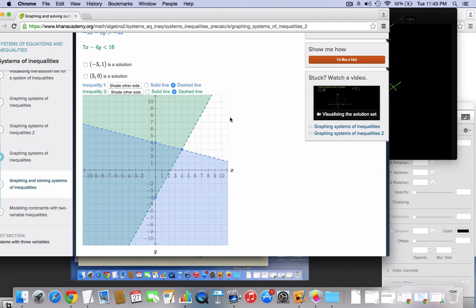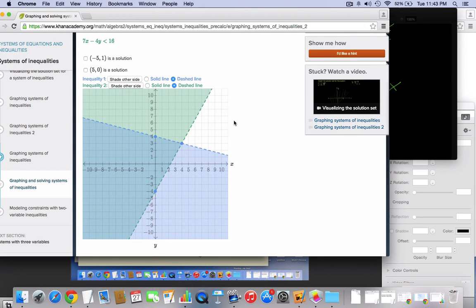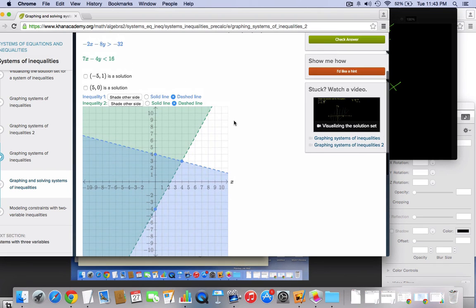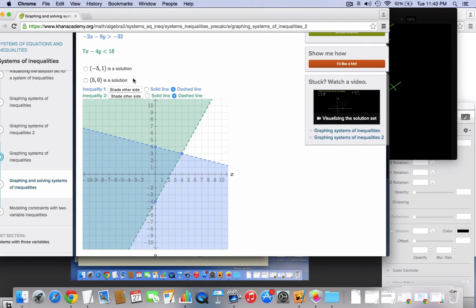All right, so we've successfully graphed our two inequalities, and now we need to make our final decision. Is negative 5, 1 a solution to this system of inequalities? So let's take a look. We first have to identify our overlapping region. Here's our green region, here's our blue region, and here's our blue-green region, our overlapping or intersecting sets. So negative 5, 1. Let's go negative 5 and 1. That is inside the solution set. So that is a solution to both inequalities.